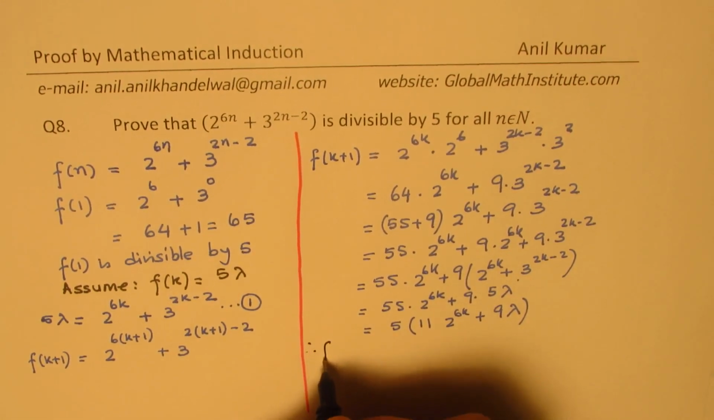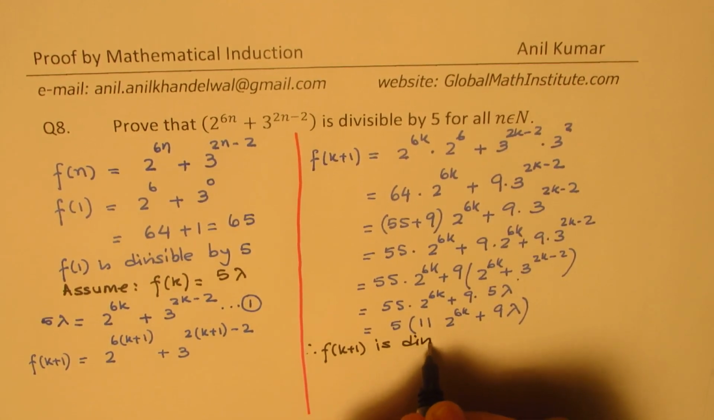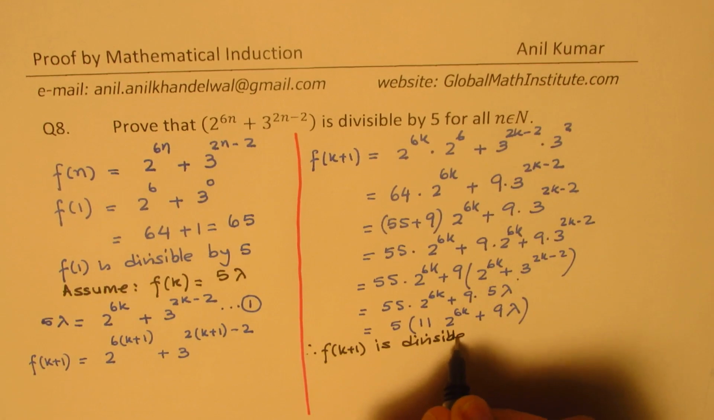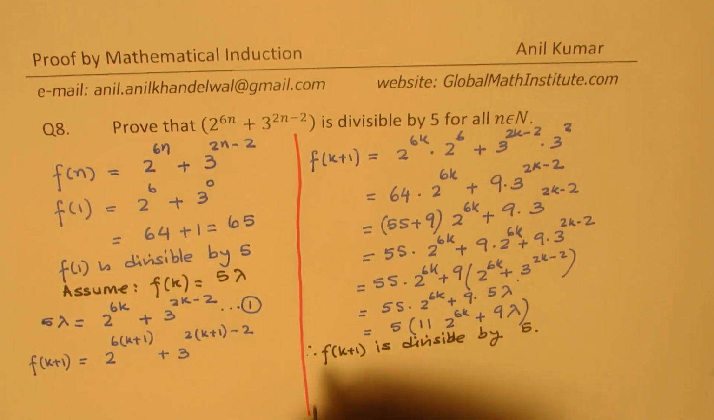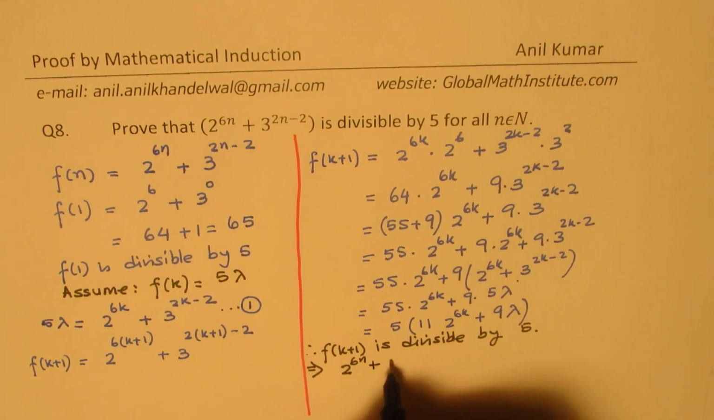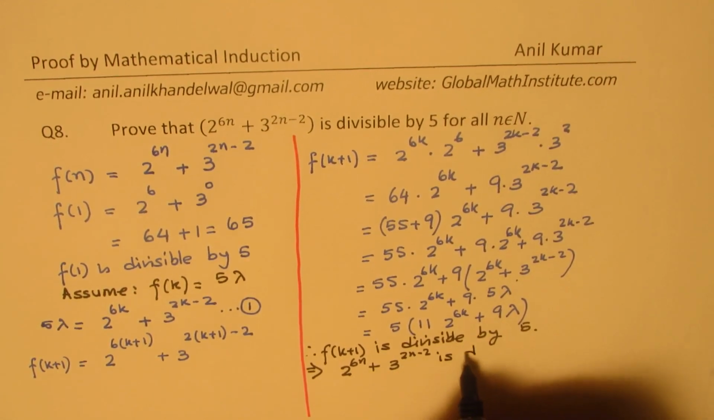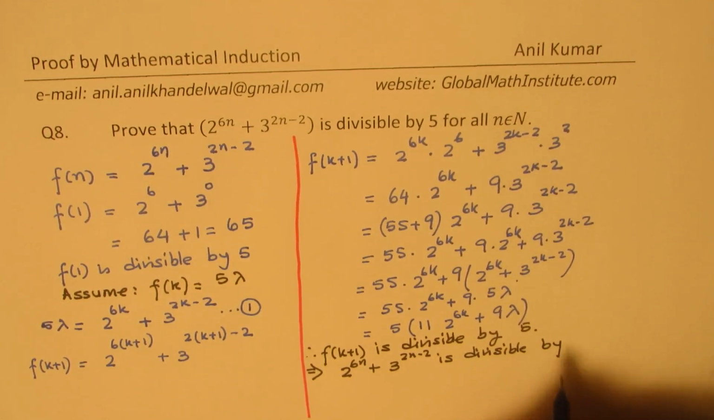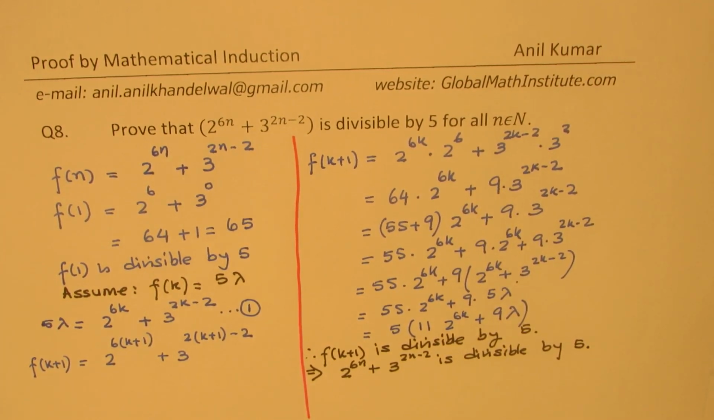So therefore f of k plus 1 is divisible by 5. Perfect. And that implies that the given function 2 to the power of 6n plus 3 to the power of 2n minus 2 is divisible by 5. So I hope that makes sense.